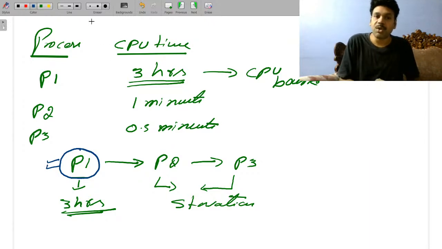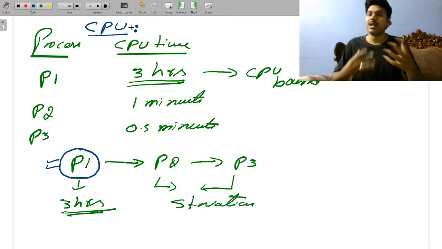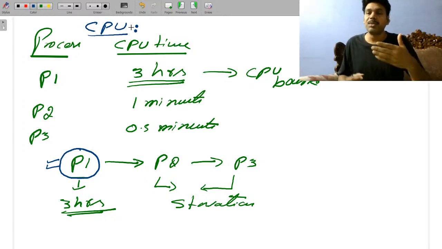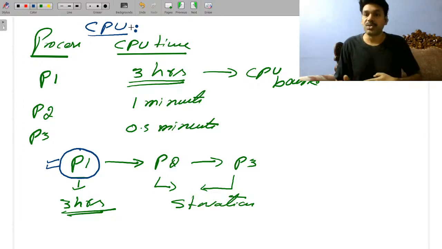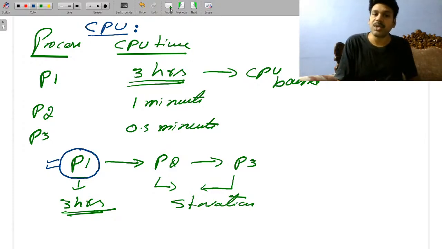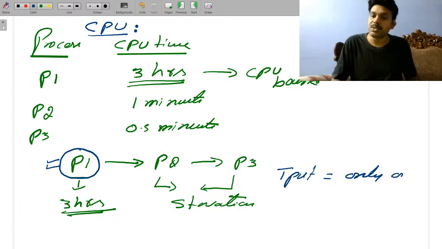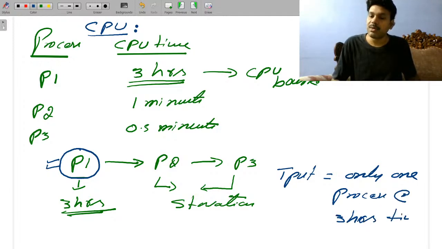That's why we do not want to see these kinds of examples in real time, because in real time you have combinations of CPU bound as well as IO bound processes. And for the next example I want to tell you about IO. So here, what is the problem? The problem is that throughput is equal to only one process for 3 hours of time. For 3 hours only one process we are able to execute, because process 1 is taking much more time with your CPU.